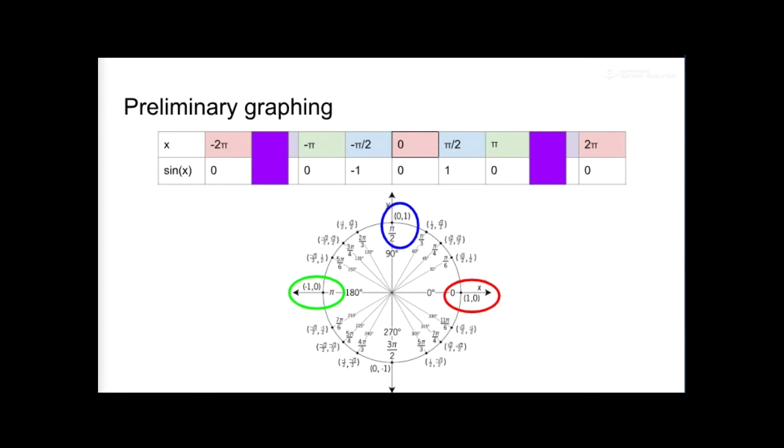Our next quadrantal point is pi, which is halfway around the unit circle, and our height is 0 again. And our final quadrantal point is 3 pi over 2, so 3/4 of the way around the unit circle, and our height is negative 1, so we know that the sine of 3 pi over 2 is negative 1. That's also true for the negative section of the graph.